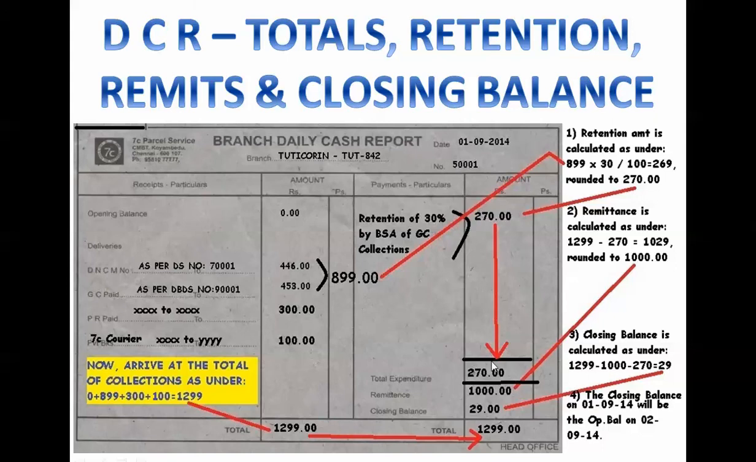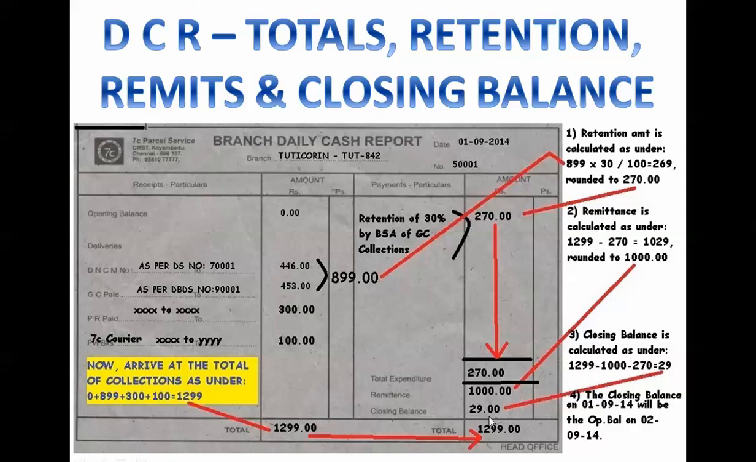This amount is allowed to retain. Show this as subtotal 270 and arrive at the amount that Tuticorin has to remit to head office. Remittance is calculated as under: 1299 minus 270 gives you a figure of 1029, which is rounded to 1000 rupees. So 1000 rupees is shown against the remittance heading. And the closing balance is calculated as under: 1299 minus the remittance of 1000 rupees minus the retention of 270 rupees gives you 29. That will be the closing balance.